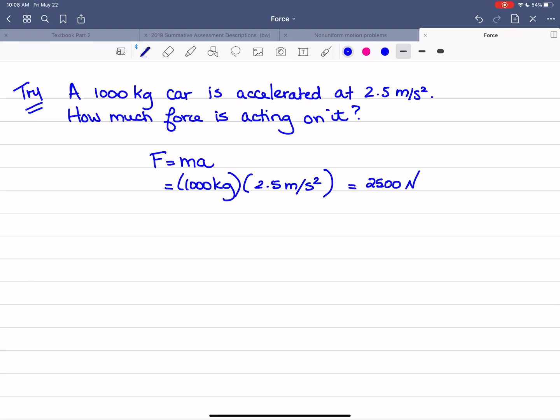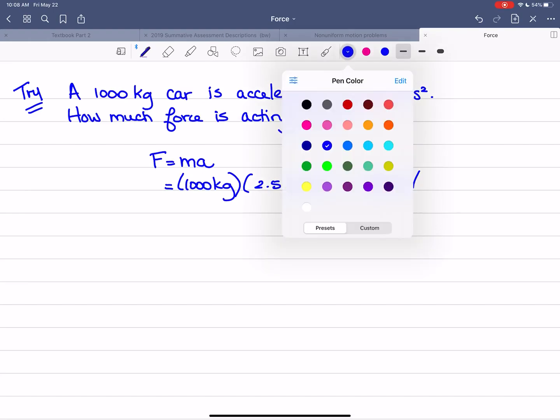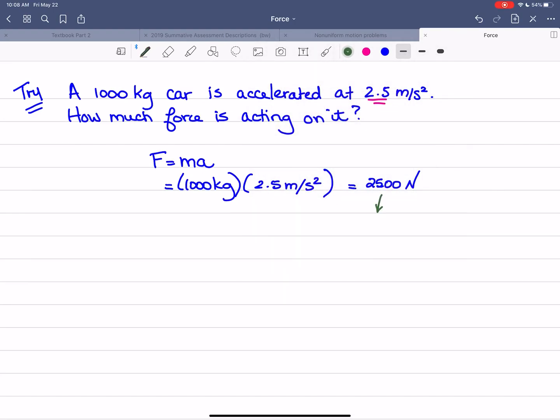Now, the problem here is that our question has 2 significant digits, and we are ending up with 4. So there are 2 ways that we can do this. We could have our answer be in kilonewtons. That's a possibility. So we divide by 1,000 and we get 2.5 kilonewtons. Or we could do it in scientific notation, and we can have 2.5 times 10 to the 3 newtons. Okay, so both of these are correct as answers.